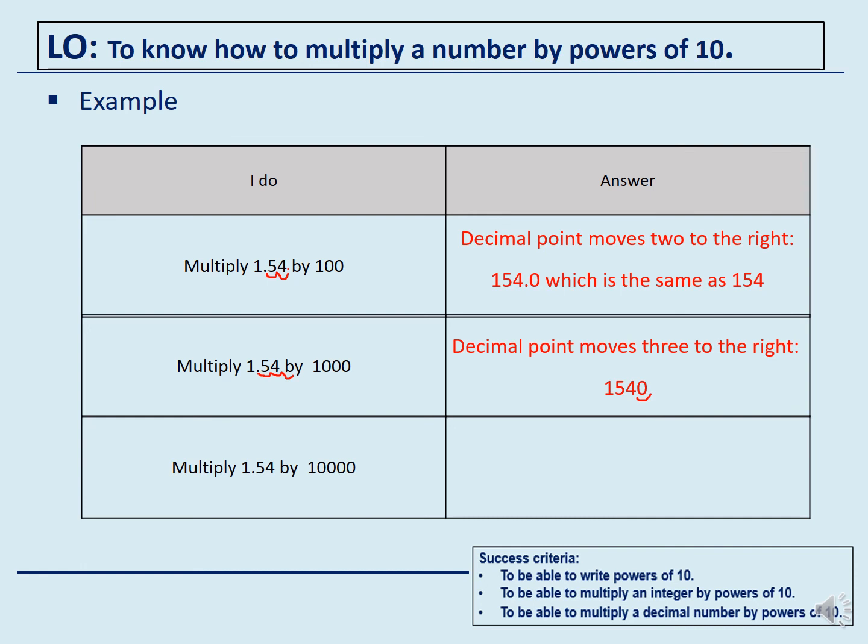Now if I times 1.54 by 10,000, the decimal point moves 4 to the right. So if I want to move that decimal point 4 to the right, this is 1, this is 2, 3, and 4. As you can see, I need to add 2 zeros there.